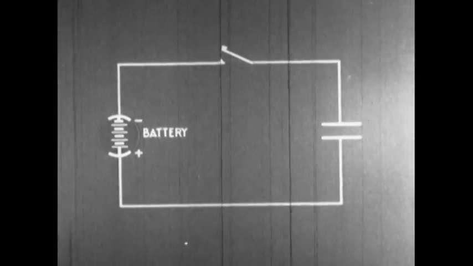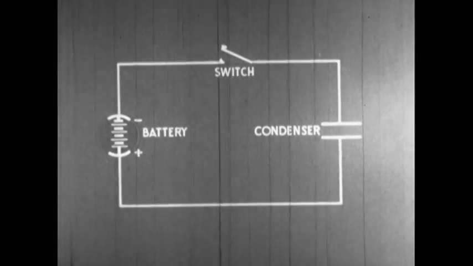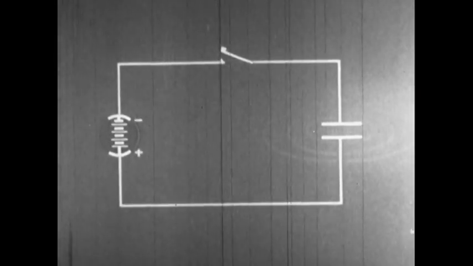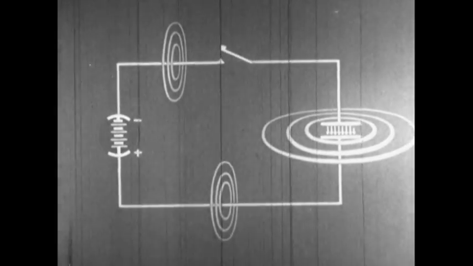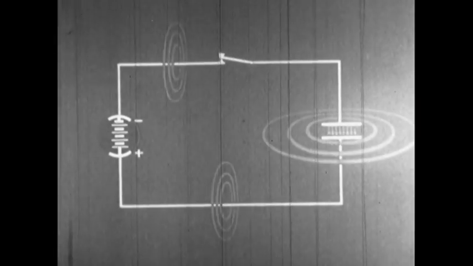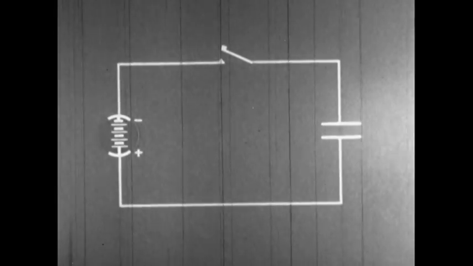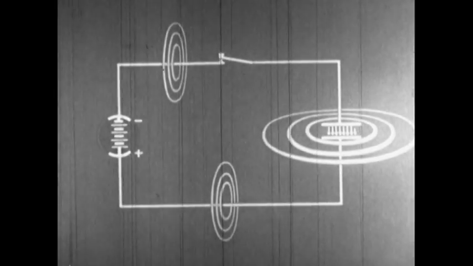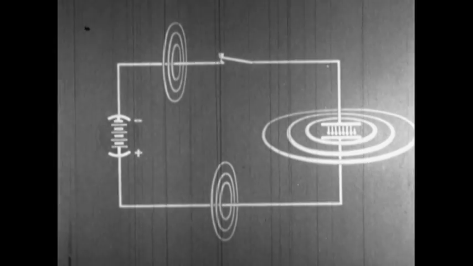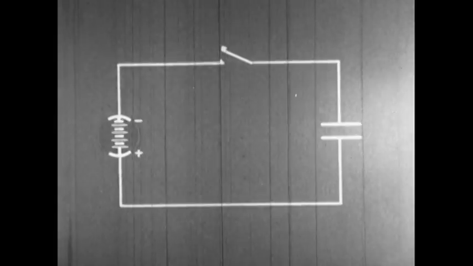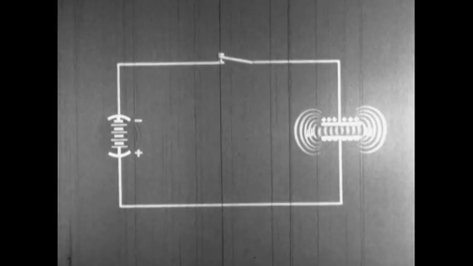In a hookup consisting of a battery, switch, and condenser, maximum current flows the instant the switch is closed, resulting in the creation of a magnetic field at the instant of closing the circuit. This magnetic field remains around the conductor and condenser as long as current flows. When the plates of the condenser are fully charged, current ceases to flow. The magnetic field around the condenser and conductors collapses as current diminishes. The condenser is then a charged object, and a dielectric field is built up around it as the charge accumulates.